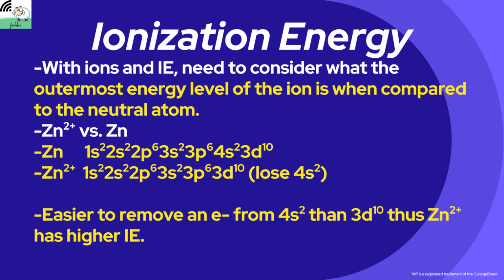So you have to keep in mind when you're comparing ions that you can't use magnitude of charge of the nucleus because they're both ions of zinc, right? So as a result, the magnitude of charge in the nucleus doesn't change. Zinc has 30 protons and zinc 2+ has 30 protons. So we really need to look at where those outermost electrons are. The further they are away from the nucleus, the easier they are to remove and thus a lower ionization energy. The closer they are to the nucleus, the harder they are to remove and thus a higher ionization energy.